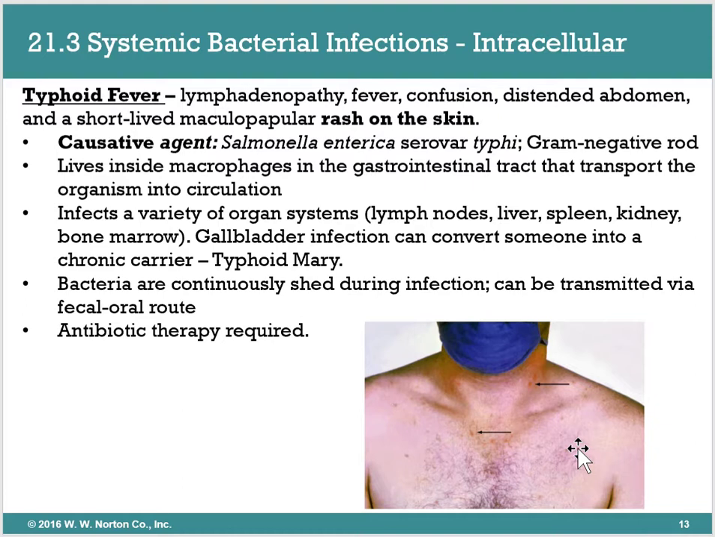So if it continues to disseminate, it will infect various organ systems, so like your lymph nodes, your kidney, your liver, your spleen, bone marrow. A lot of times gallbladder infections can convert somebody into a chronic carrier, which is called Typhoid Mary. So if they have a gallbladder infection, then it can be more severe, essentially. So it'll have a more severe presentation. So the bacteria will continue to disseminate and spread.